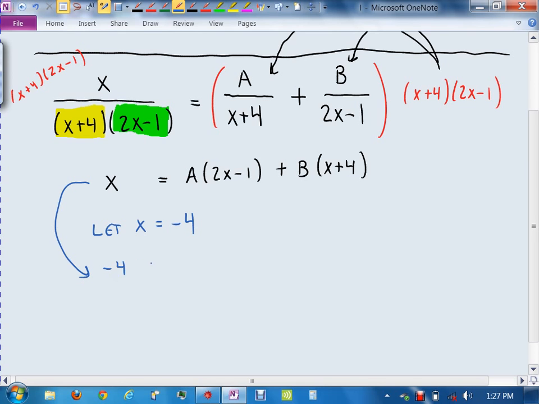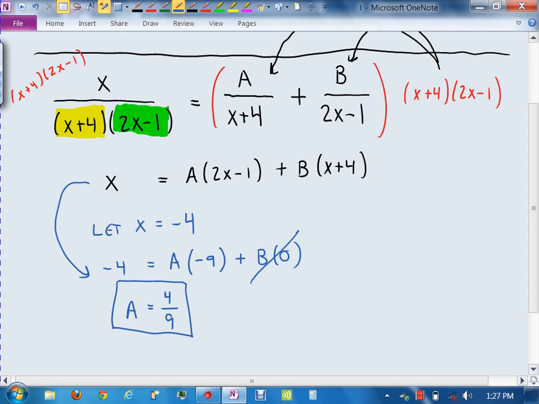So negative 4 equals a times what? What's that going to be? Negative 9, right? And then plus b times, that's going to be 0, which is the reason I did it. So we get a is what? 4 over 9. So I know what a is. Any questions on that?